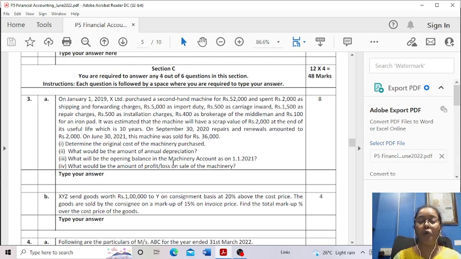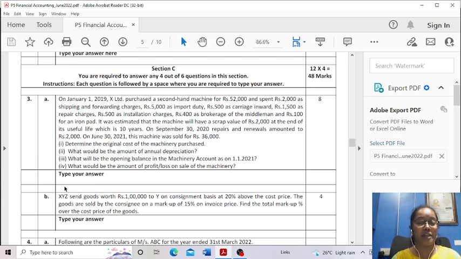Point number 3: what will be the opening balance in the machinery account as on 1/1/21? Opening balance means the balance brought down in the machinery account. Accordingly, you type that balance amount here. Point number 4: what could be the amount of profit or loss on sale of machinery? When a particular machinery is sold, work out how much profit or loss was incurred and fill in the answer here. Just 4 points. If you need to give any working, give a working note of 2 to 3 steps. Don't give the complete format with particulars and amounts; that is not required.